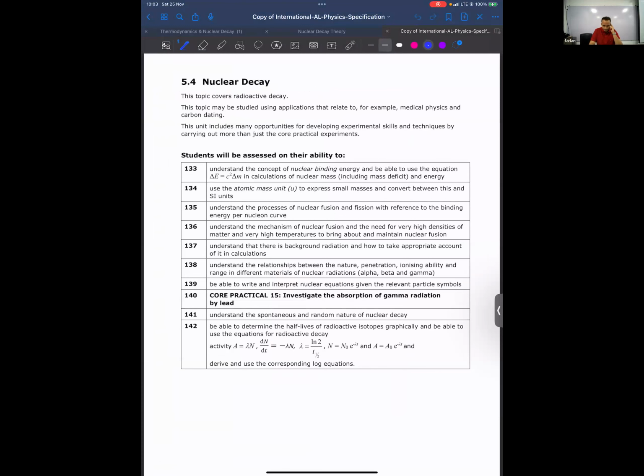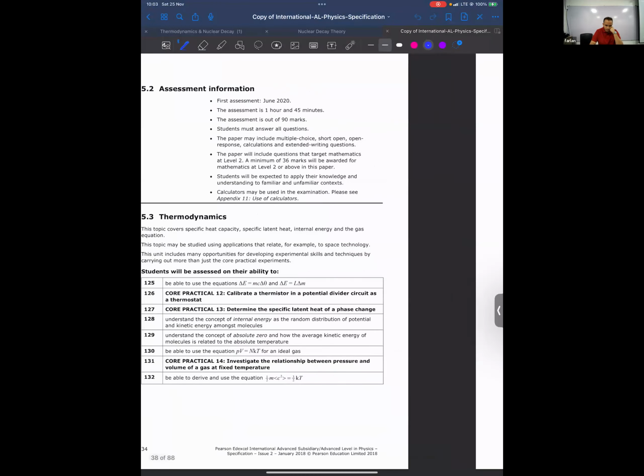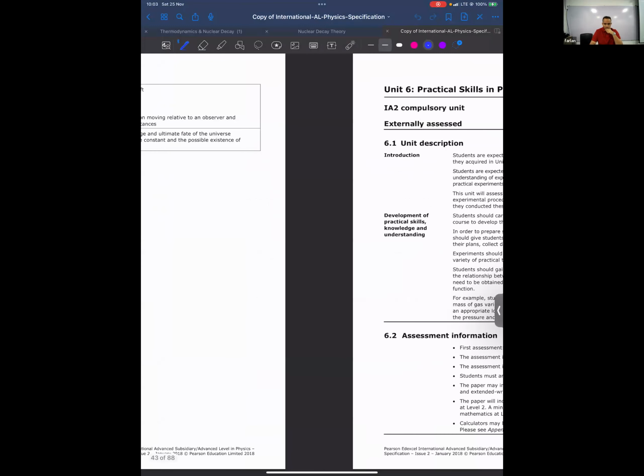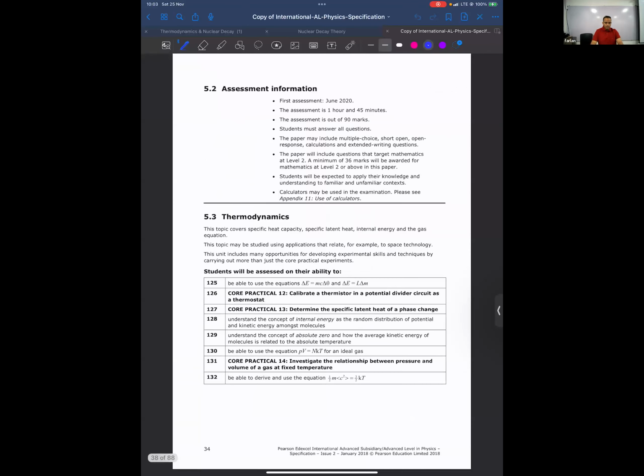Nuclear decay, the topic. So unit 5 consists of 4 topics: thermodynamics, nuclear decay, oscillations, and astrophysics and cosmology. What we did is the first one, which is thermodynamics. So we are starting with the second, nuclear decay.